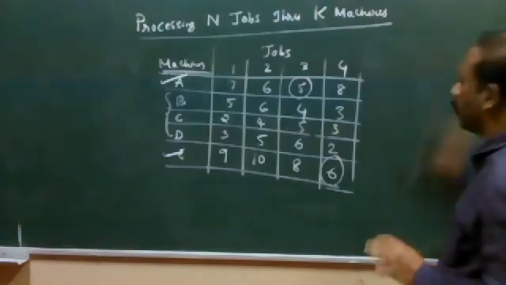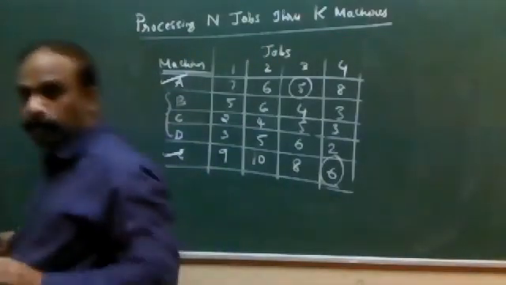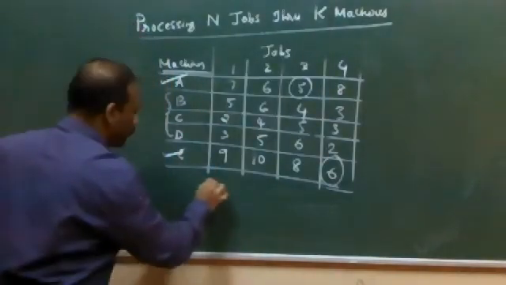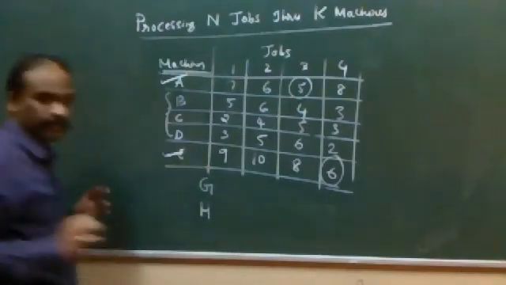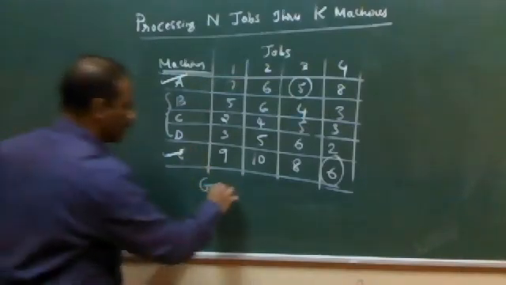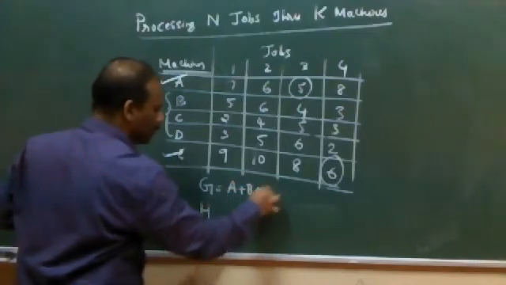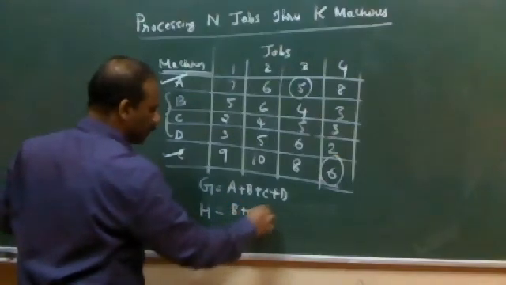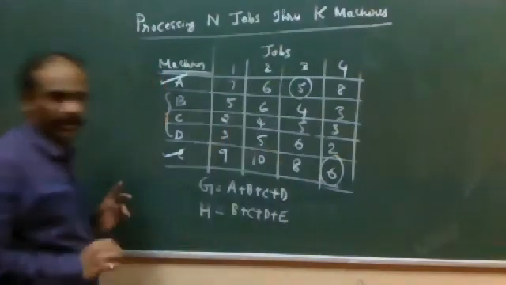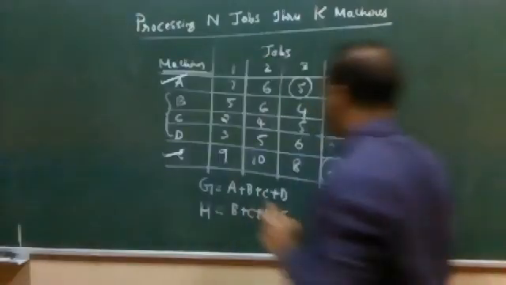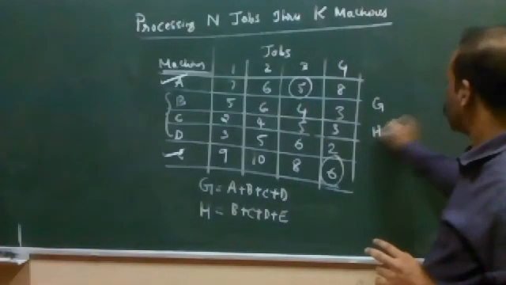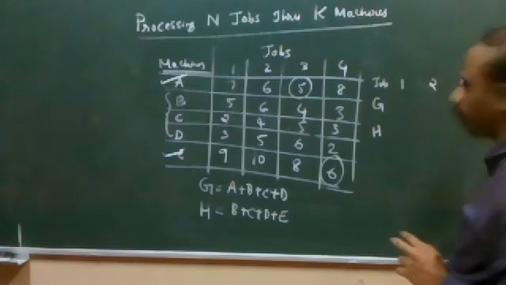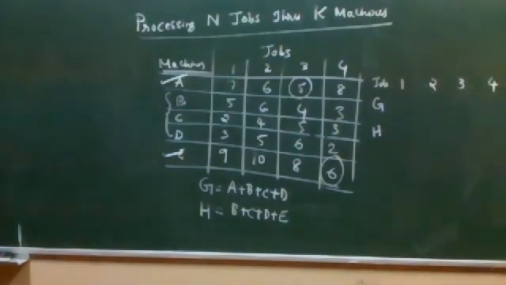Okay. Now, as I said, I'm supposed to introduce two fictitious machines called G and H. First, let me write machine G and then machine H. Machine G is nothing but A plus B plus C plus D, and H is equal to B plus C plus D plus E. So these are the two machines. Now, let me write down the two machines. For G and H, the jobs are 1, 2, 3, and 4. So these are the four values we have.